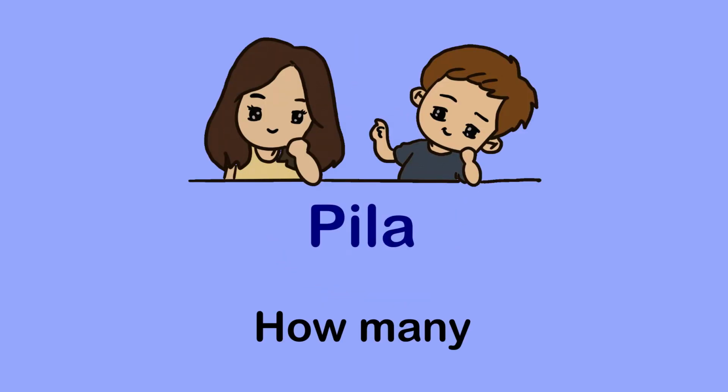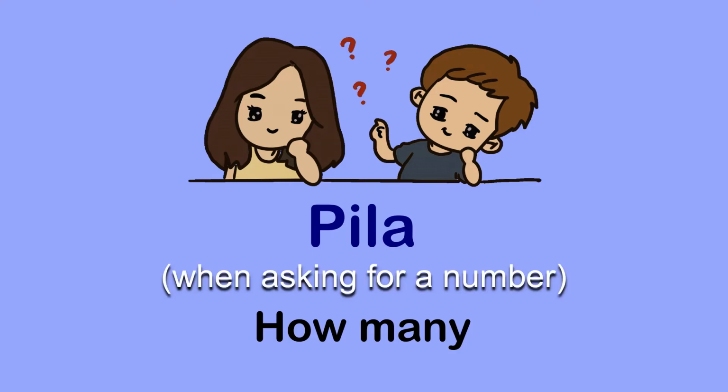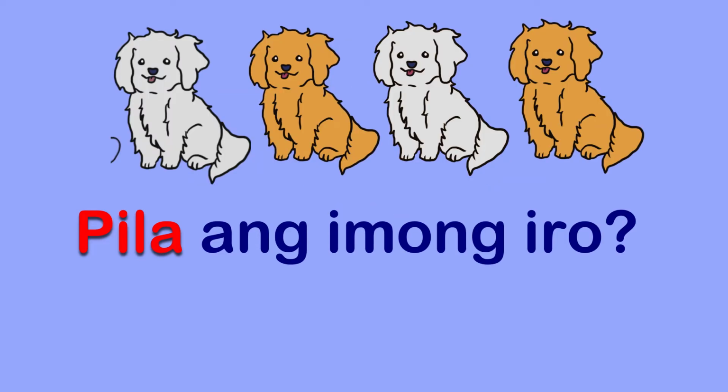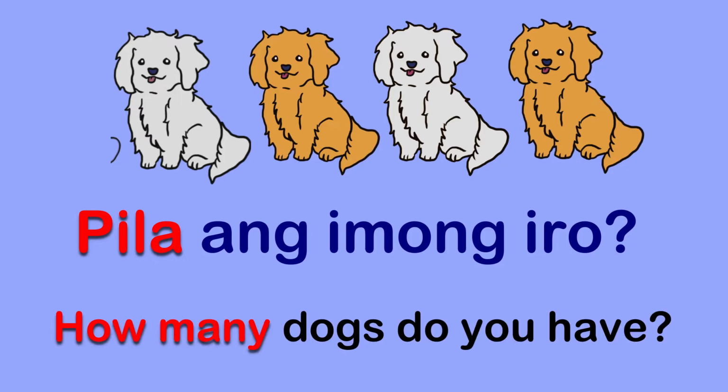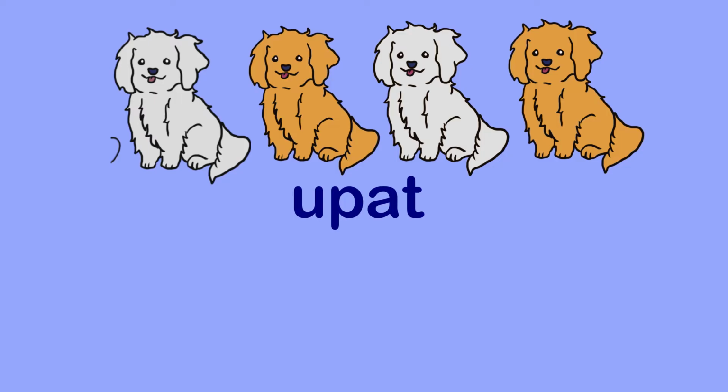Our next question word for you is how many? Pila. We use how many when we're asking for the answer to be a number, but not a price. Putting pila into a question phrase becomes Pila ang imong iro? This means how many dogs do you have? You can simply answer this question by giving a number. An example answer is upat or 4 in English.